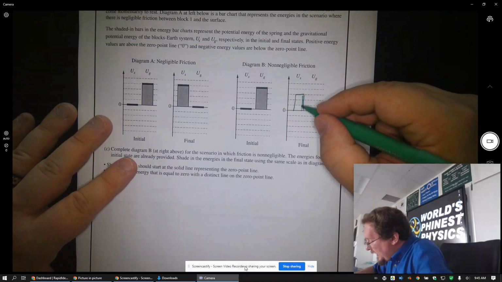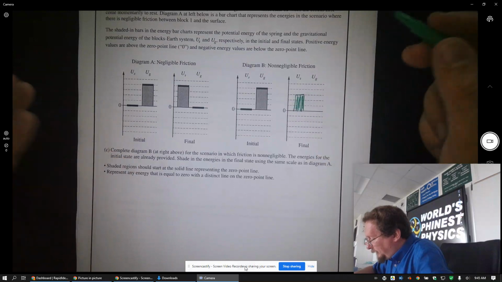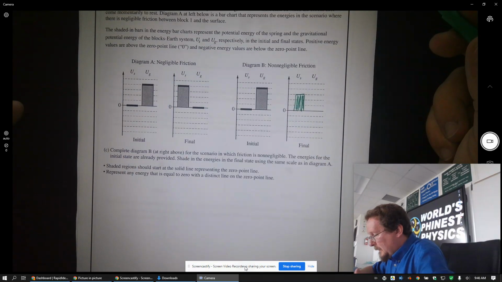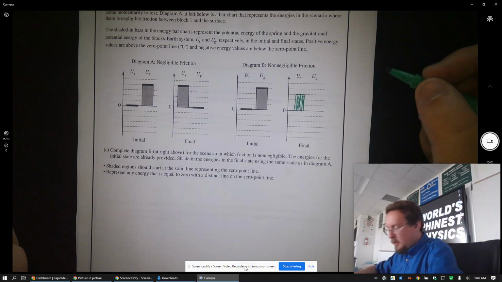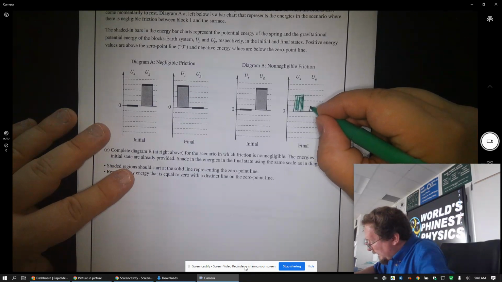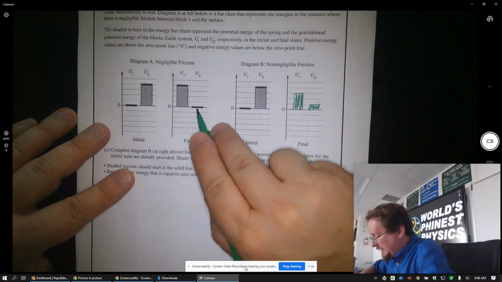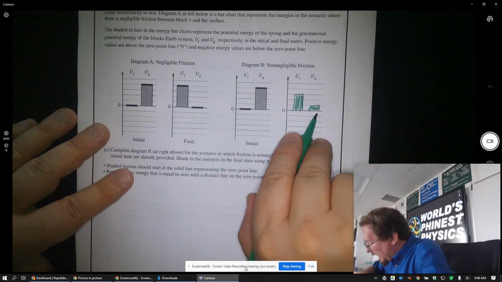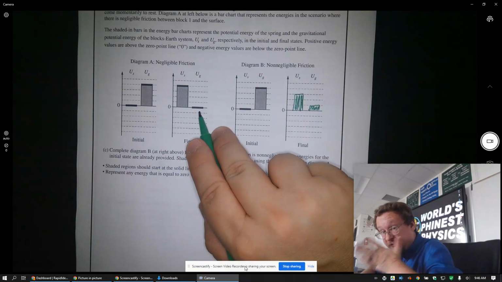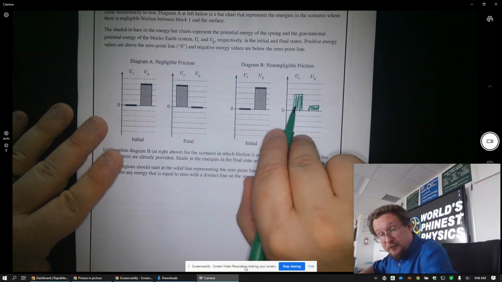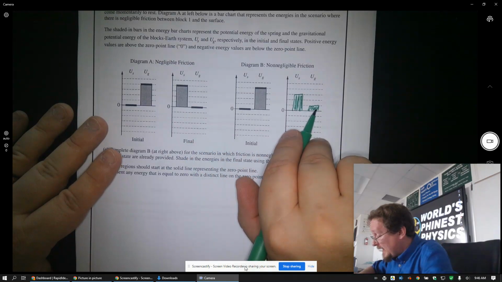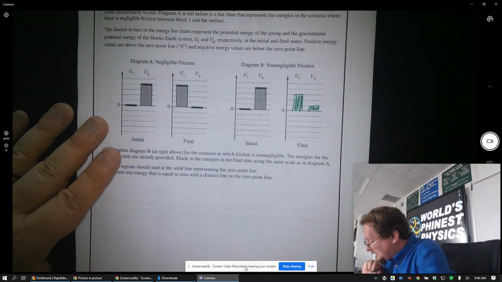Okay. But then the block is not going to fall as far. So the block is still going to have some potential energy relative to here, because it doesn't fall as far. The spring doesn't stretch as far, so the block doesn't fall all the way down to zero, but you still need to dissipate some energy.